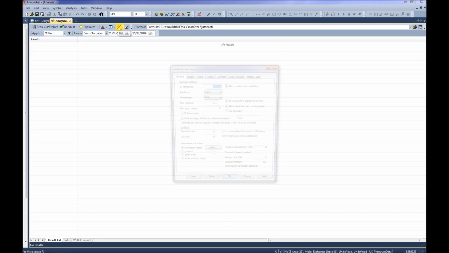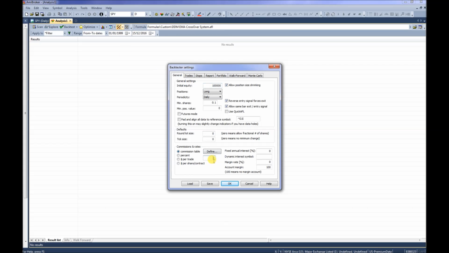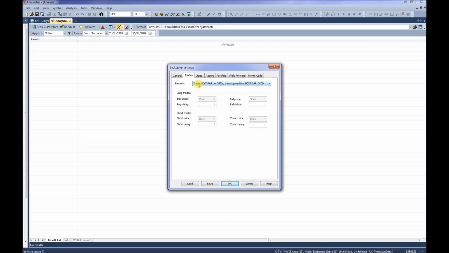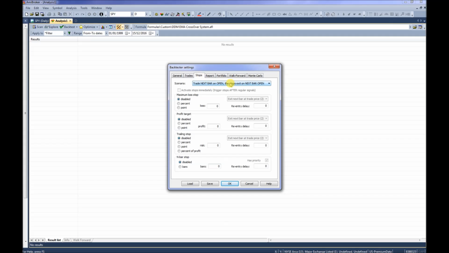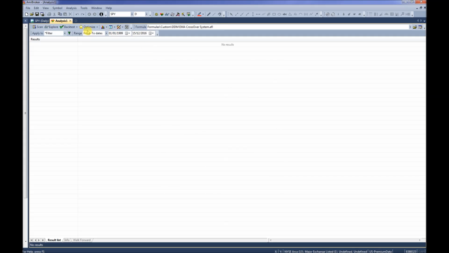We're going to put in some commissions, like 1 penny per share. Now we could do per trade $9.99, but let's just go 1 penny per share just to make it simple. We're going to be, again, trading next bar at the open, and stops exit next bar at the open for trades and stops. So now we're putting commissions into the equation.